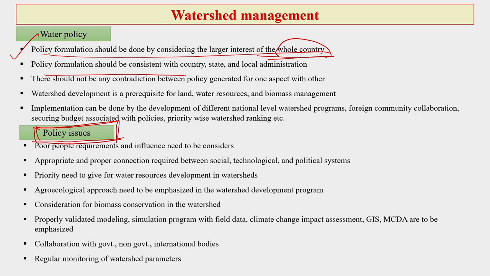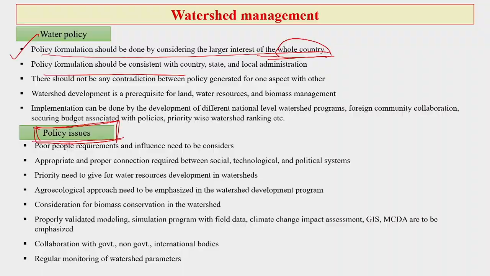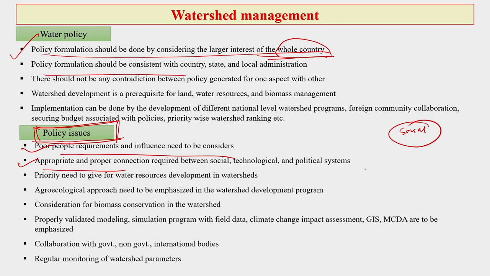See, when we work for a watershed development, certainly the majority of the population will be relatively poorer than in any other place that you can think of. So we need to first understand the requirements of the poor people, and then we also need to consider the appropriate and proper connection required between the social, the technological and the political system. These three components are very important and need to work in tandem.